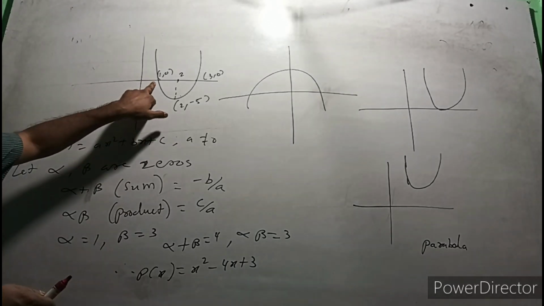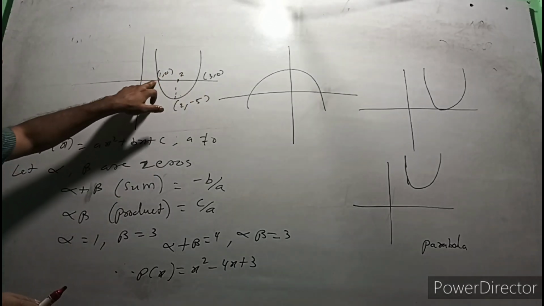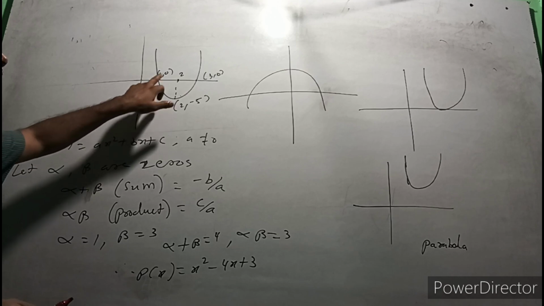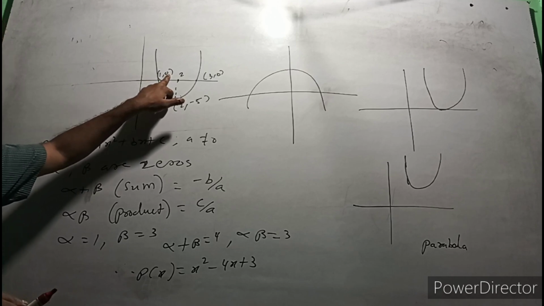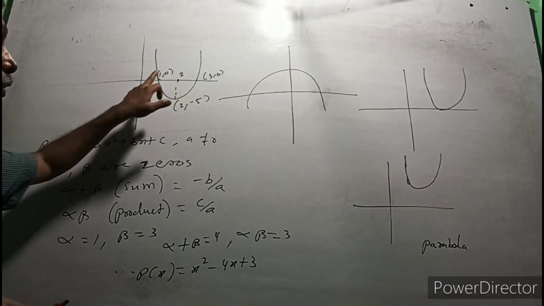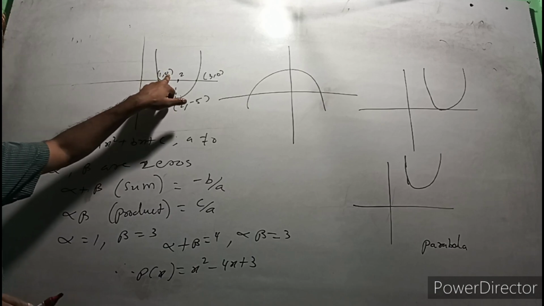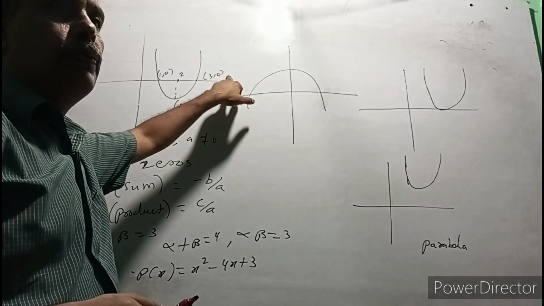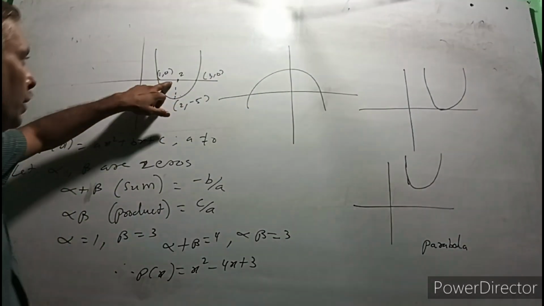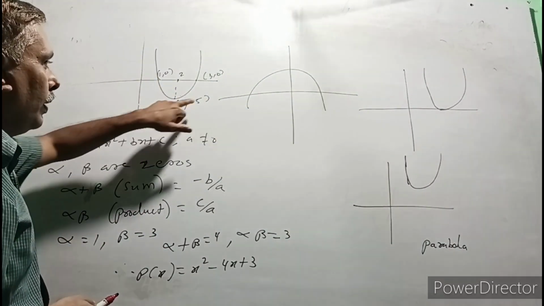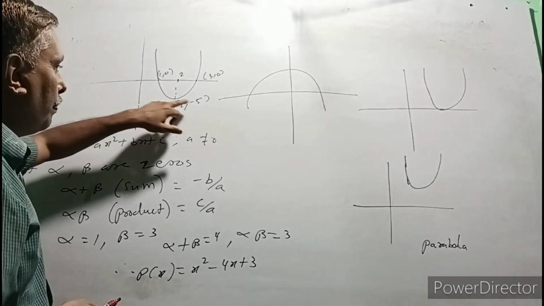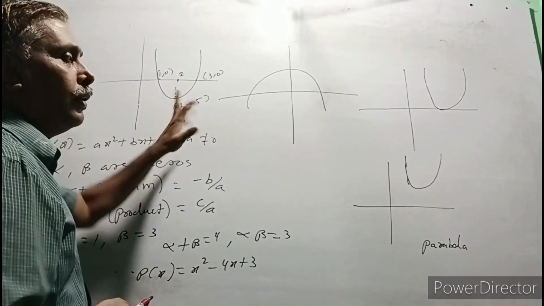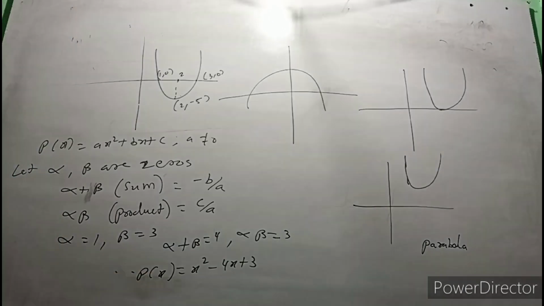Here I wrote this zero as 1 comma 0, which means x value is 1 and y value is 0. When you put x equal to 1, you get the value of the polynomial 0. That is why 1 is a zero, or root, of the polynomial. Similarly, if I put x equal to 3, the value of the polynomial is 0. But when I put x equal to 2, the value comes minus 5, that is written here.